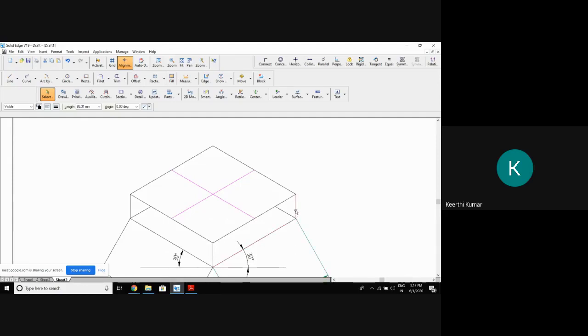So after this problem, I'll wind up. Please make sure it is completed. Lalit, I hope you have completed till here.